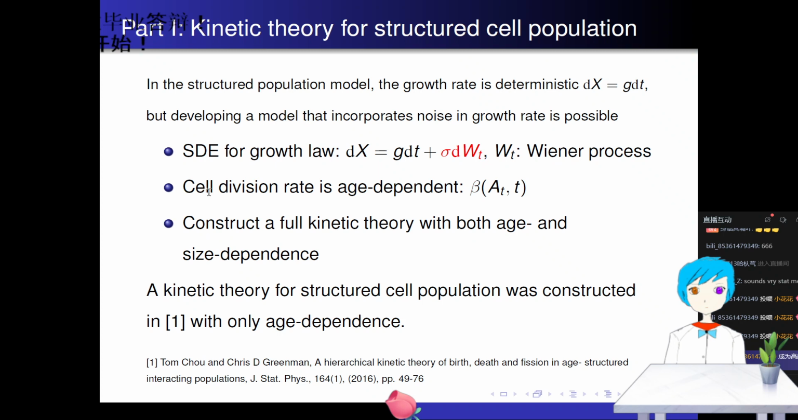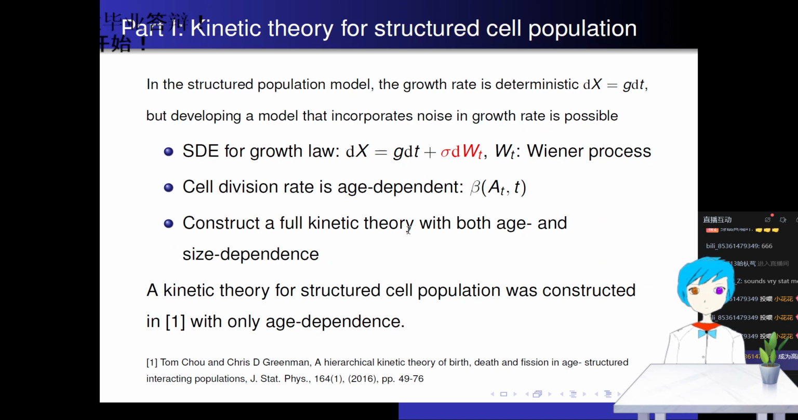We also assume that cell division rate is age dependent. So the division rate depends on the cell's age A. Under these two assumptions, we construct a full kinetic theory with both age and size dependence for cellular proliferation. Note that a kinetic theory for structured cell populations was constructed with only age dependence, but there's no model that was constructed with both size and age dependence.